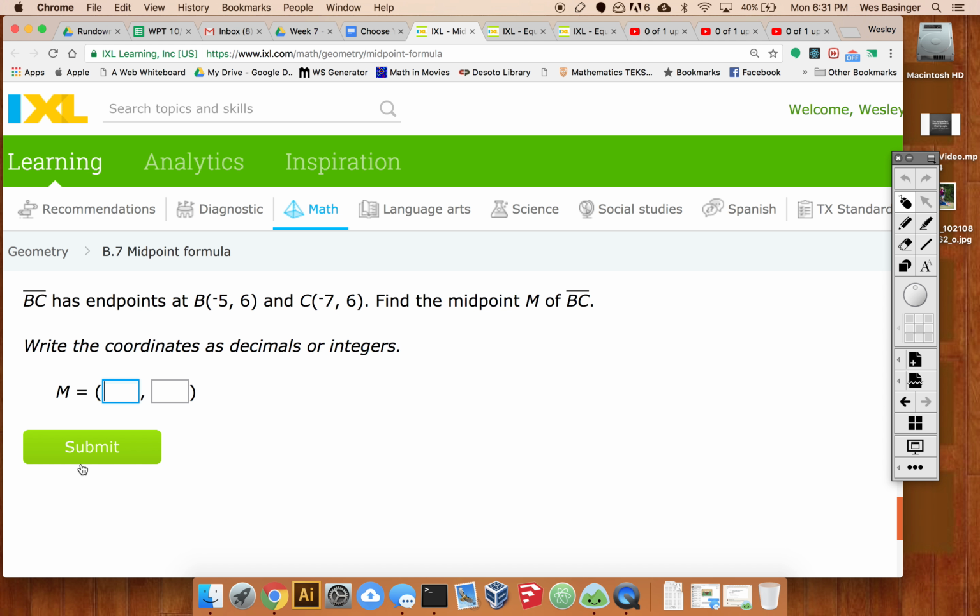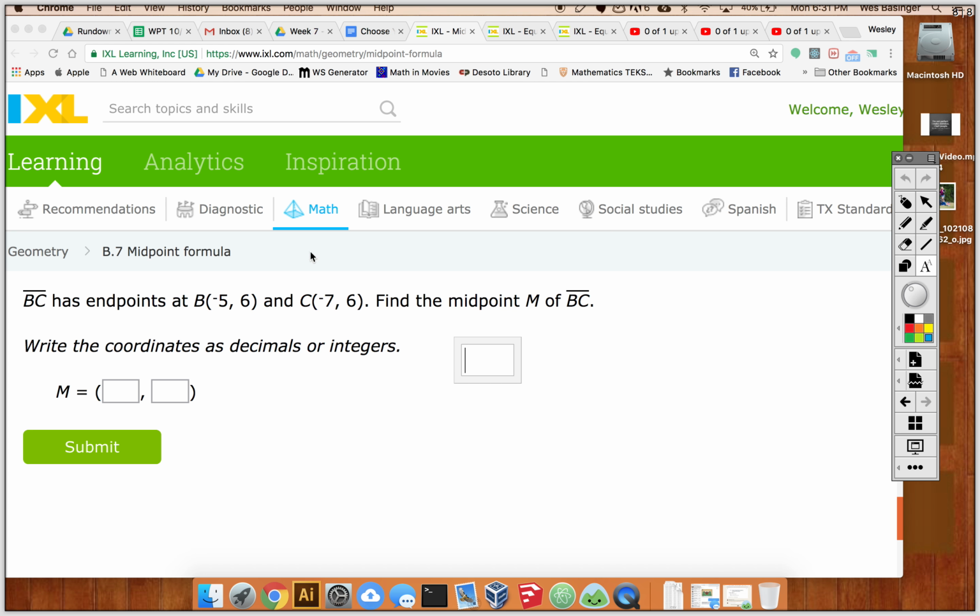Okay, if you get pretty good, you can do some of these in your head too. But we've got this one right here. So our x1 and our y1, we've got -5 plus -7. There's going to be a comma in between. And then we're going to do 6 plus 6. And then we're going to divide this by 2, and we're going to divide this by 2. So both of those basically get averaged.